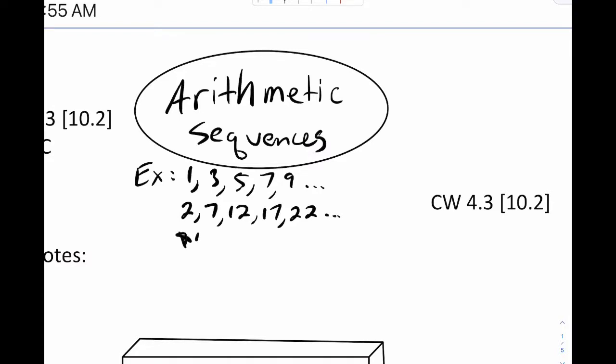Or some people think of it as a linear sequence, meaning there is a constant difference.